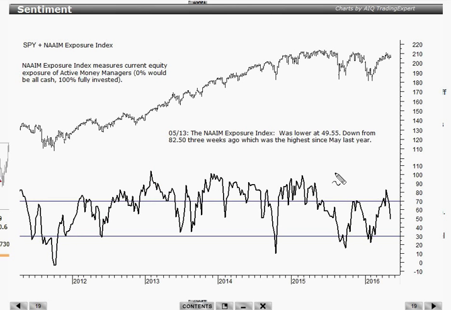The exposure index, which measures current equity exposure of active money managers, has come quite sharply lower. It's currently this week at 49.55 here, and that's down from 82.5 just 3 weeks ago.